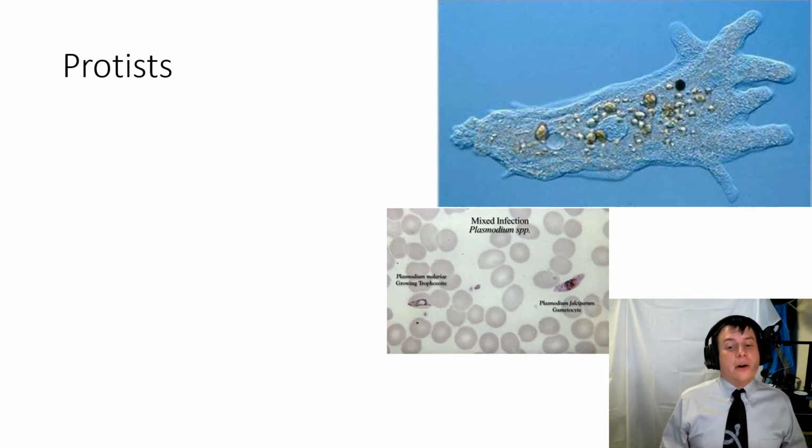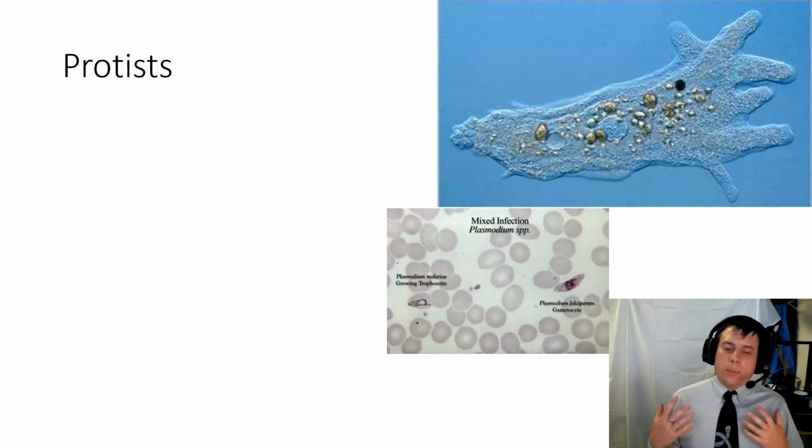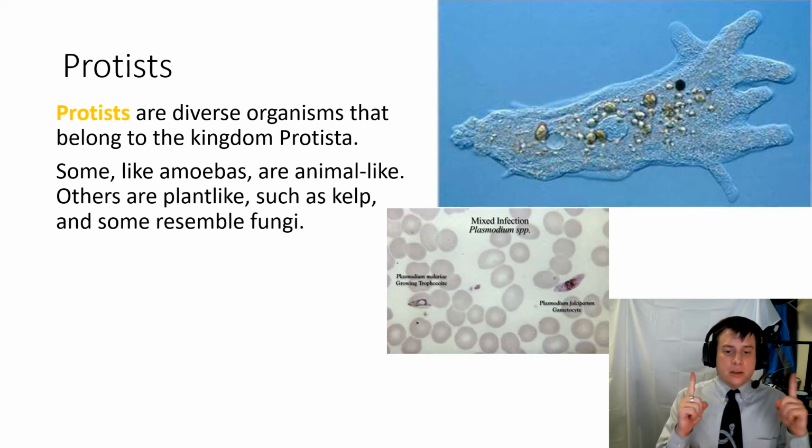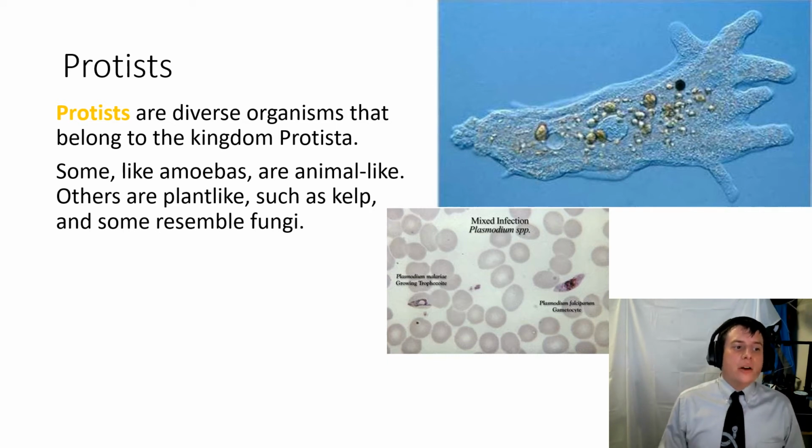Let's talk about the next group, protists. Okay. So protists sound a little weird, and they might not be things that you really think of all that much, but protists include things like amoebas. All right. So protists are a diverse group of organisms that belong to that kingdom Protista. Some of them are amoebas, like the ones you see above you. Others are plant-like, such as kelp.